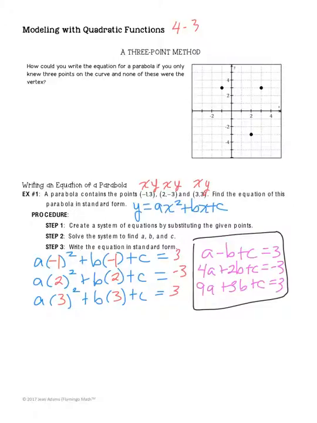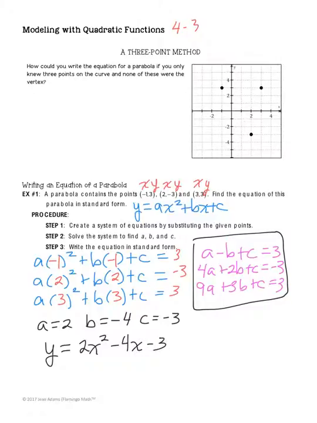So I taught you how to solve a system of 3 equations with 3 unknowns way back when in our systems of equations. There is a way to do this on the calculator, which I'm going to show you in an example, because it's easier for me to show you where the steps are there. Just know that the solution to this one is A is going to end up equaling 2, B is going to end up equaling -4, and C is going to end up equaling -3, giving you the equation y equals 2x squared minus 4x minus 3.